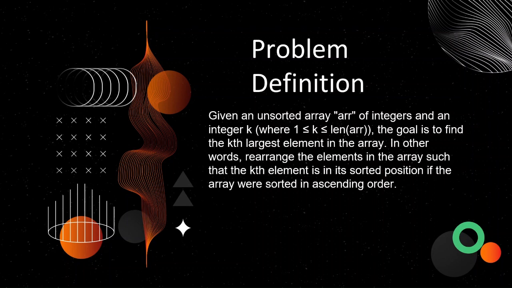Our problem definition: we are given an unsorted array of integers and an integer k, which must be within the bounds of the array, and our goal is to find the kth largest element in our array. So we arrange the elements in the array such that the kth element is in its sorted and suitable position, and then return its value as our final result.